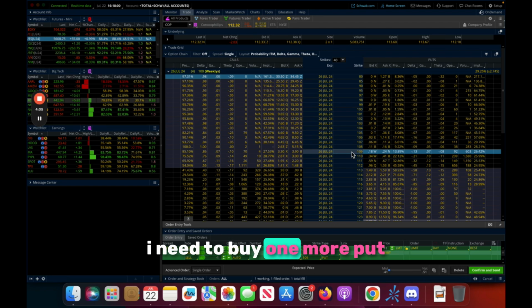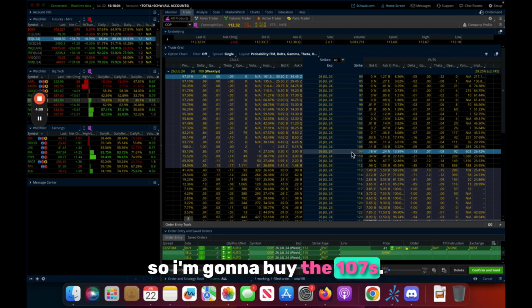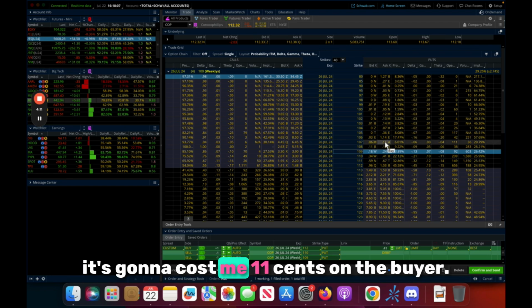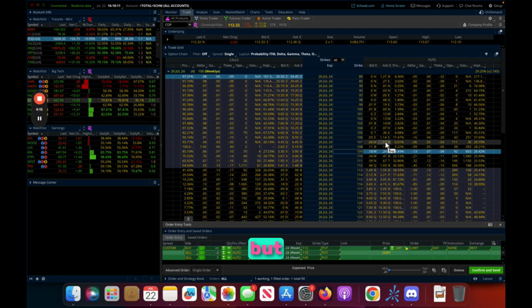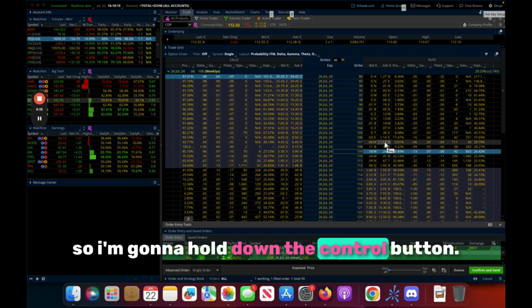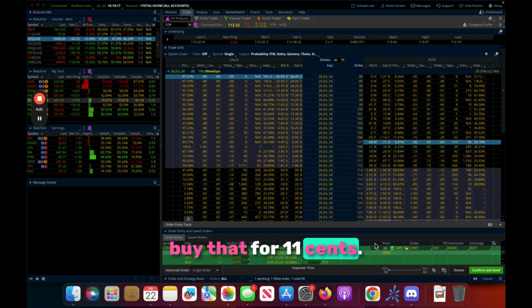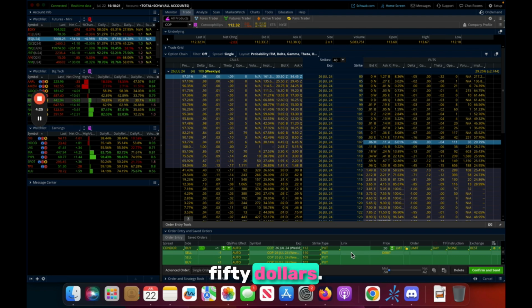I need to buy one more put. So I'm going to buy the one below this. So I'm going to buy the 107s. It's going to cost me 11 cents. I'm the buyer. Ideally, I want it to be below 107, but this is just to kind of round out the trade. So I'm going to hold down the Control button, buy that for 11 cents. My cost increases a little bit, 50 cents to $50.